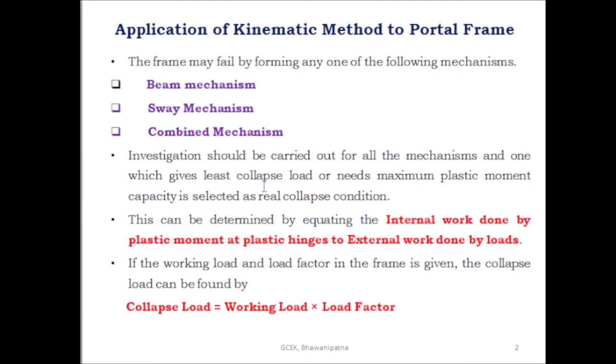So the investigation should be carried out for all the mechanisms, and the one which gives least collapse load or needs maximum plastic moment capacity is selected as real collapse condition. This can be determined by equating the internal work done by plastic moment at plastic hinge to external work done by loads. If the working load and load factor is given in the frame, the collapse load can be found by collapse load is equal to working load into load factor.